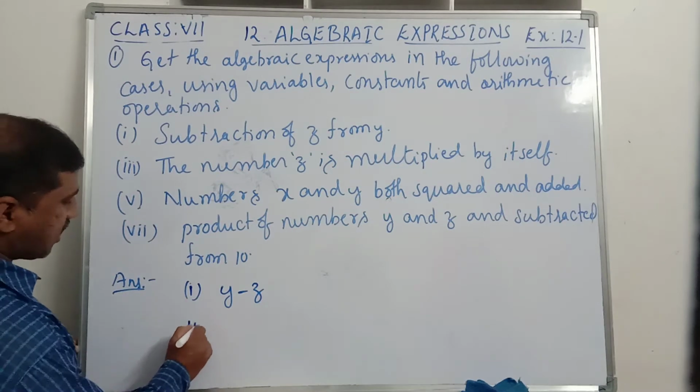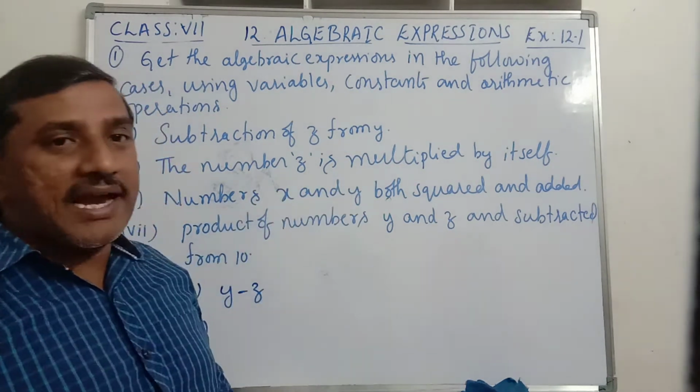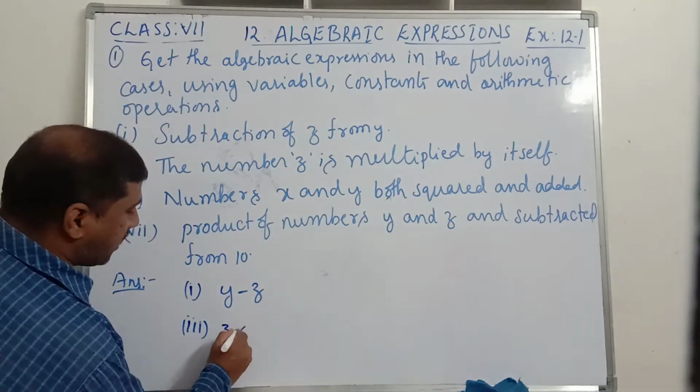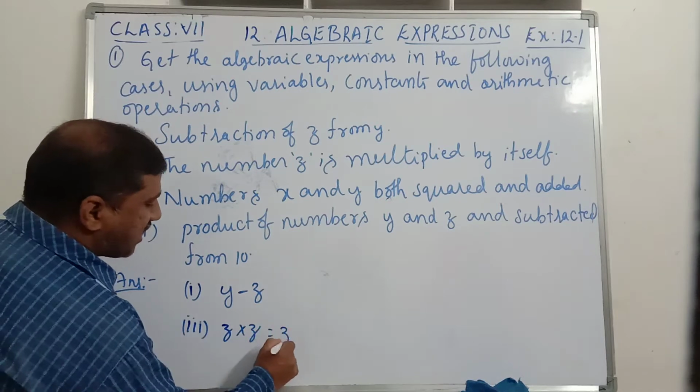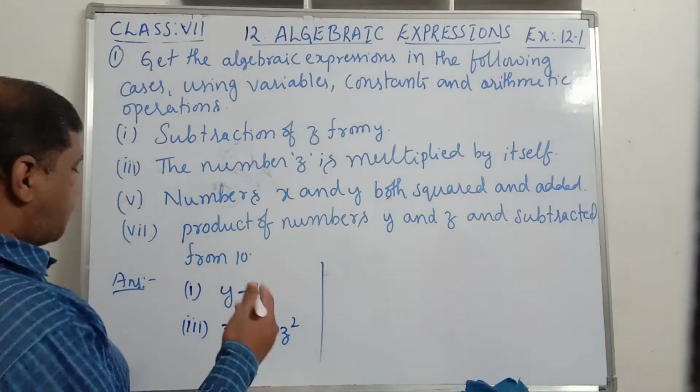The third question here: the number z is multiplied by itself. z is multiplied by itself, that is z into z. So what we get? z square. z into z is z square.